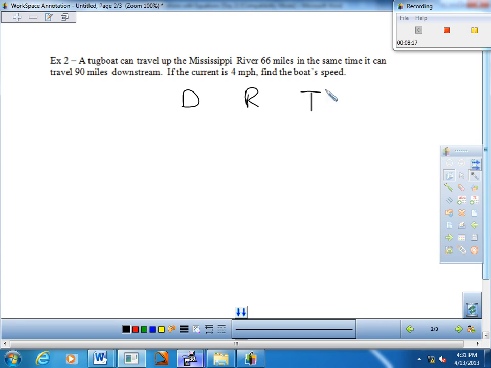So guys, distance, rate, and time. Talking about the distance up and down, particular rates. In fact, that's what we're trying to find here, the boat's speed. And the time in there as well is sort of given. So it looks like we're going up and we're going down. Let's get that going. Let's go with the constant first. That's the easiest one. So a tugboat can travel up the Mississippi River 66 miles, up 66, down 90.